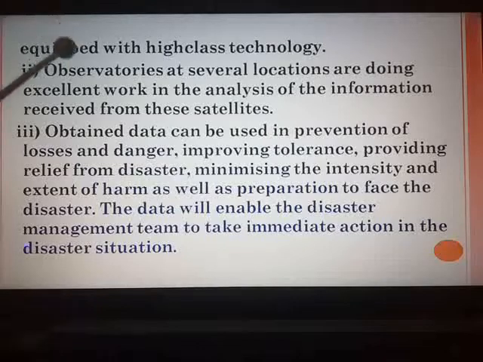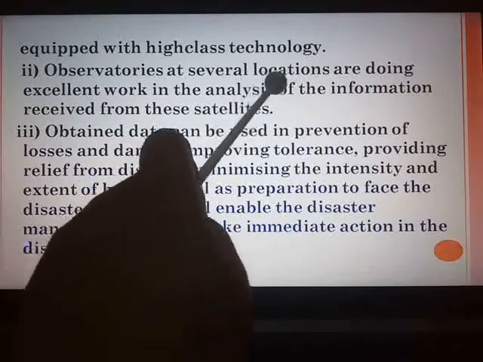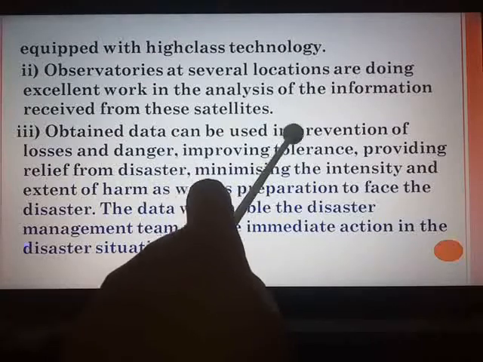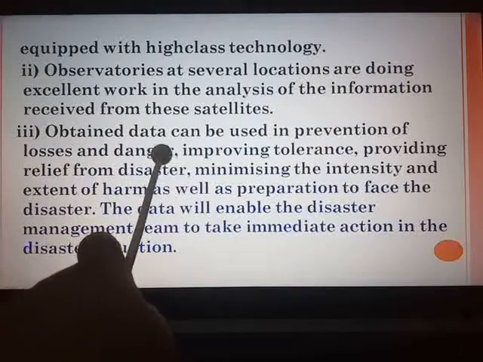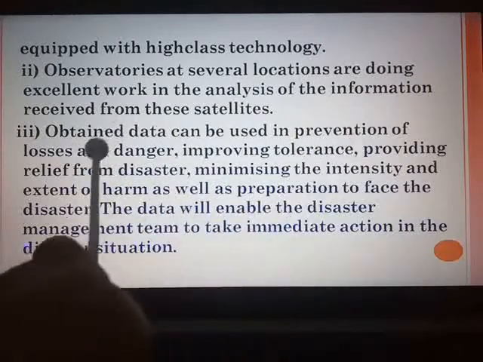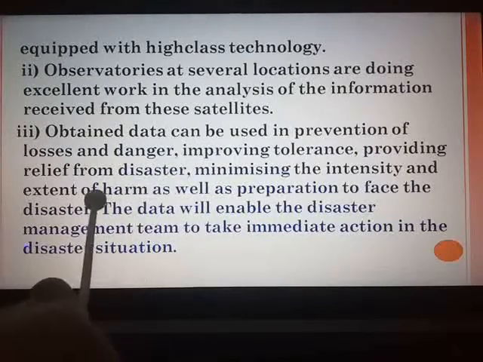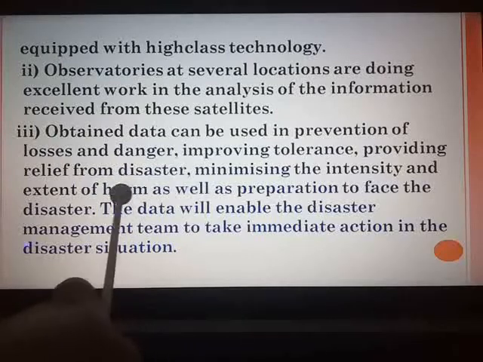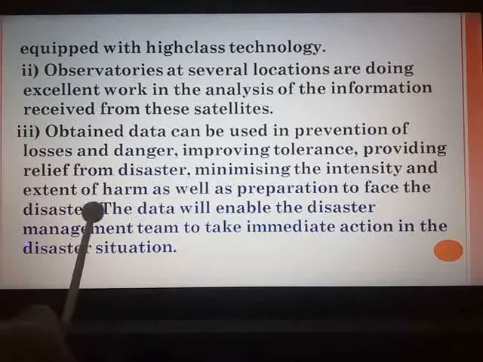So all this is done by the weather forecasting department. Now the disaster management department has got the data ahead of it. What are they going to do with this obtained data? Obtained data can be used in. Then you can see on page number 105, point number 1, in the blue colored block I told you about. Combine all the points: prevention of losses and danger, improving tolerance, providing relief from disaster, minimizing the intensity and extent of harm, as well as preparation to face the disaster.